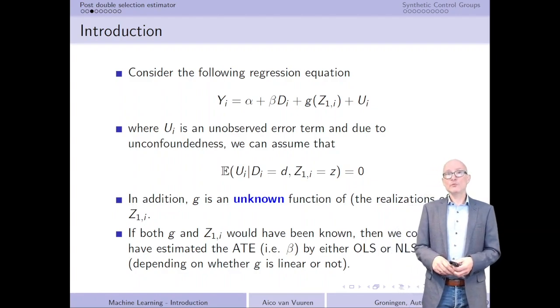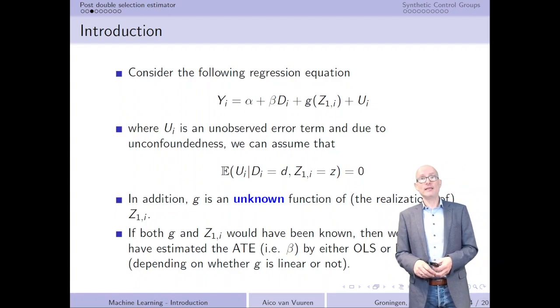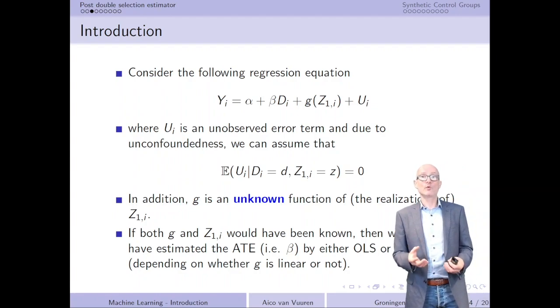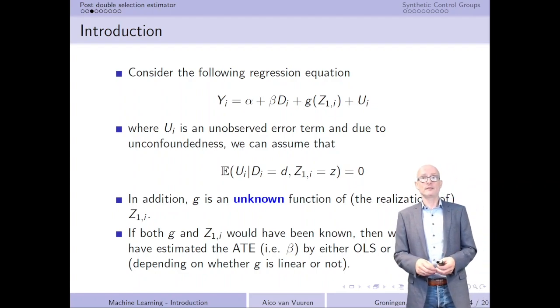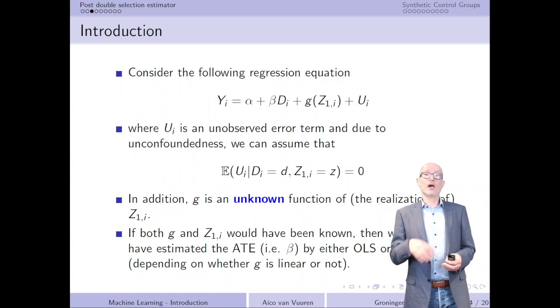Well, then the world will be very simple, because at that moment in time we could just do regression analysis. Depending, of course, on whether g is linear or not: in the case that the function g is linear, then we can simply do an ordinary least squares regression, and we can still show that the beta coefficient that we get is a consistent and unbiased estimator of our average treatment effect.